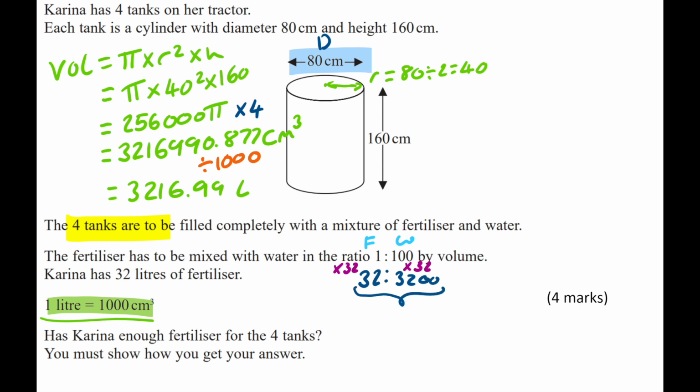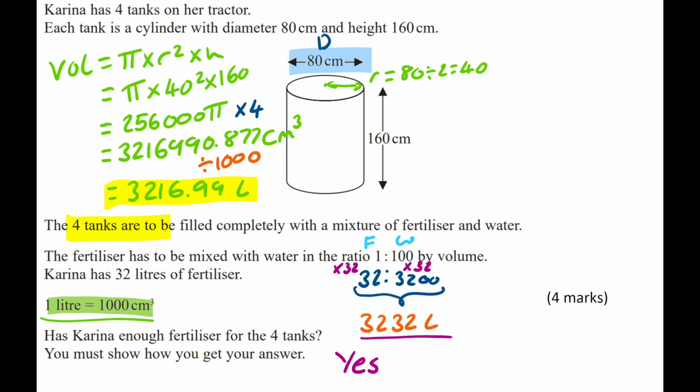So that means the total volume of fertilizer, if we were then to add that together, is then going to be 3,232 litres. So she's then got that much fertilizer when it's mixed with the water, and the volume of the 4 cylinders is then that. So we're then going to compare. And what you'll notice, she has more fertilizer when it's mixed with water compared to the volume of the cylinders. So therefore, your answer for this case is then going to be yes.